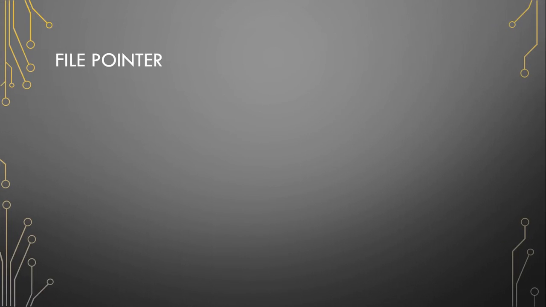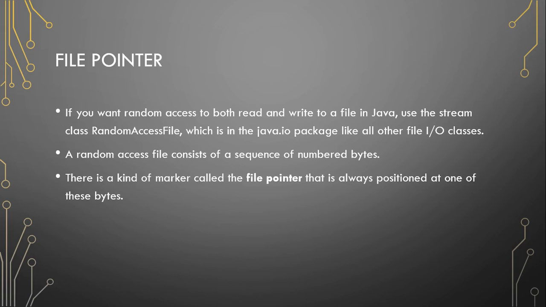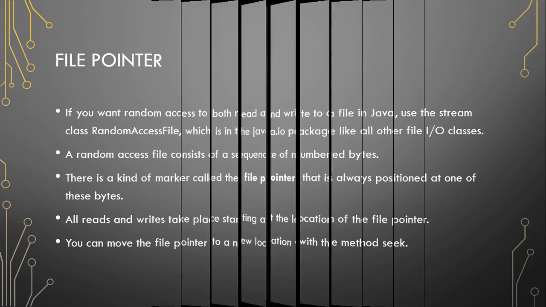First thing we need to discuss, though, is the file pointer. If you want random access to both read and write to a file in Java, you're going to use the stream class RandomAccessFile, which is in the Java I/O package like all other I/O classes. Now, a random access file consists of a sequence of bytes. There's a kind of marker which is called the file pointer that is always positioned at one of these bytes. All reads and writes take place starting at the location of the file pointer. Now you can move the file pointer to a new location with the method seek.